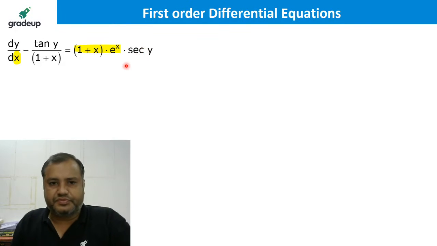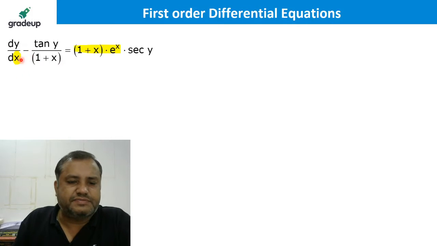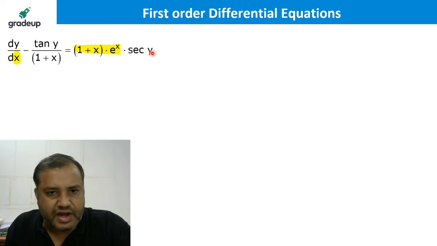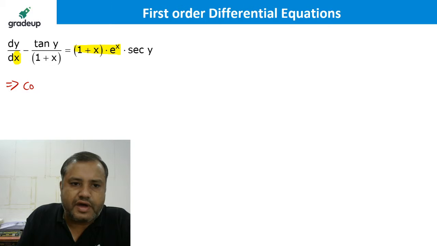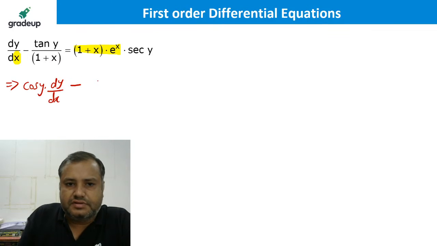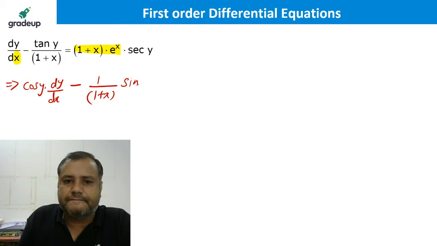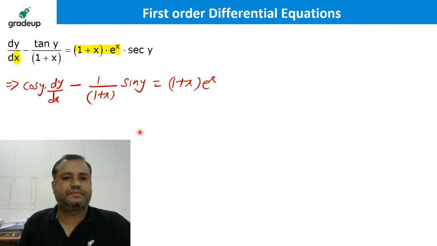Are you getting my point? In dy by dx pattern, right hand side q is the function of x. So this sec y term is not allowed. Divide by sec y throughout the equation. So 1 upon sec y, cos y dy by dx minus 1 upon 1 plus x, tan y divided by sec y will be sin y, 1 plus x e raised to x as it is.